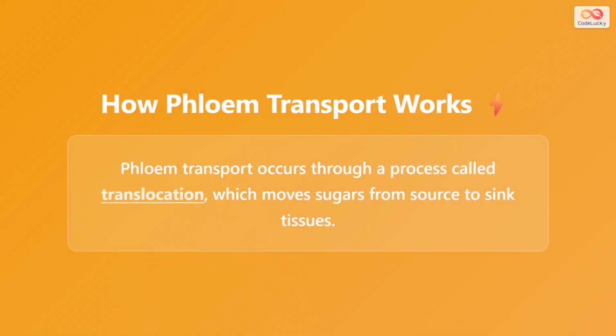The movement of sugars through phloem occurs through a process called translocation. Translocation is the long-distance transport of organic materials, primarily sugars, from source tissues to sink tissues. Source tissues are areas where sugars are produced, like mature photosynthetic leaves. Sink tissues are areas where sugars are either used immediately for growth and energy or stored for later use. This directional movement ensures that all parts of the plant receive the nutrients they need.